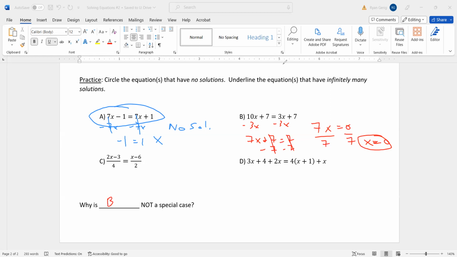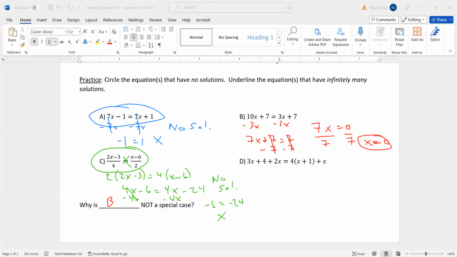All right, C is another proportion. I'm going to do this a little quicker this time. I'm going to just cross multiply. So 2, make sure you include the parentheses, 2(x minus 3) equals 4(x minus 6). Distribute, I get 2x minus 6 equals, distribute again, 4x minus 24. The 4x's are going to cancel here. And I'm left with -6 equals -24, which is not true. Therefore, this one also has no solutions.